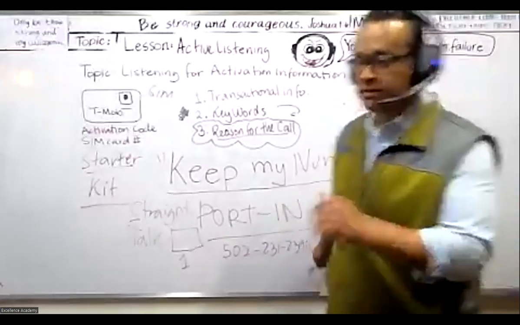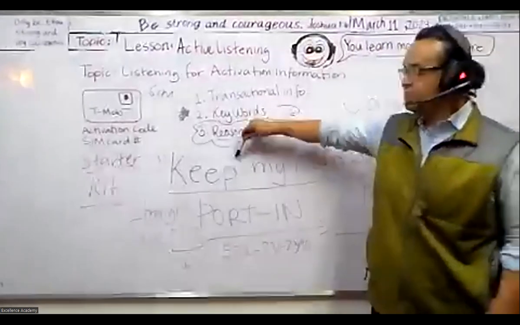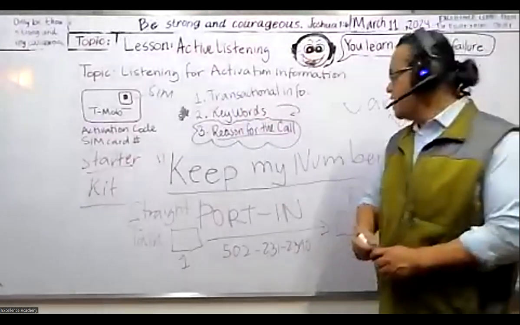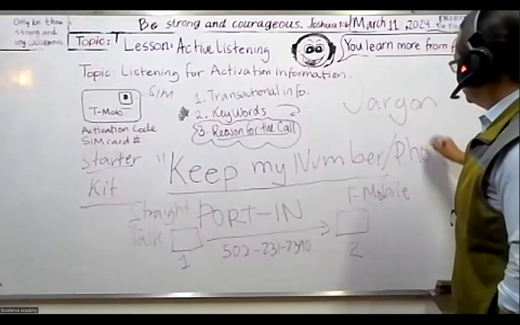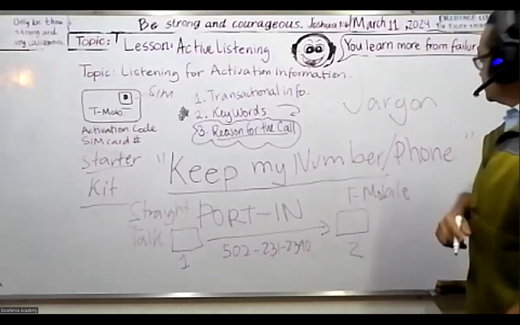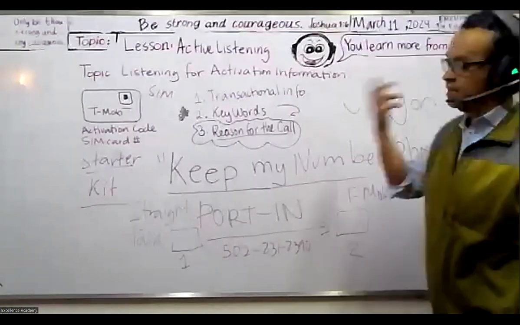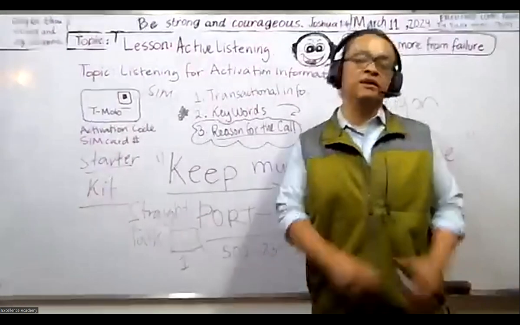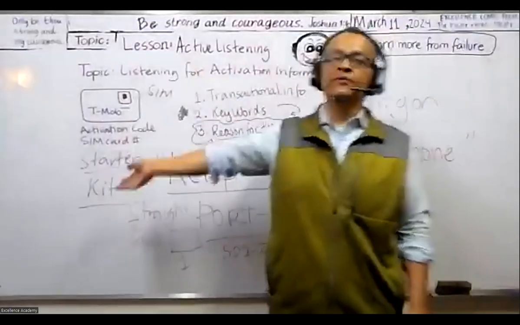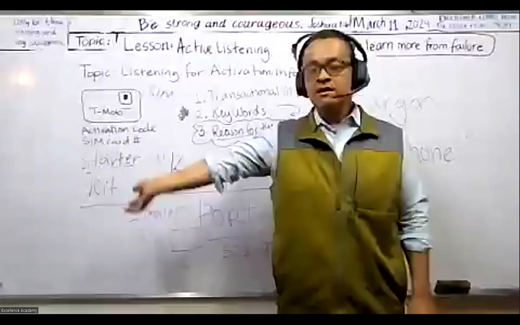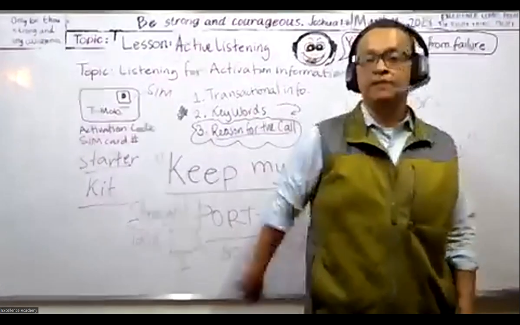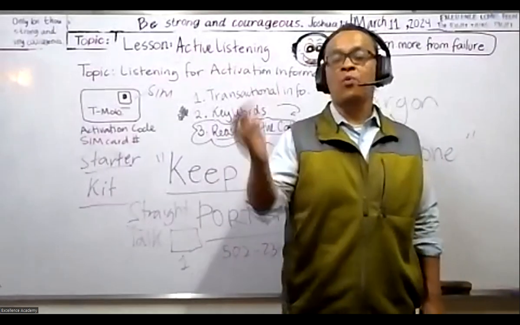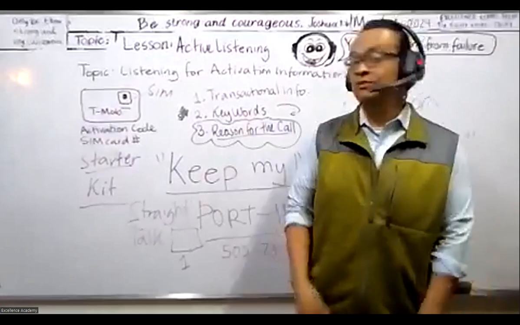Customers will simply say, I want to keep my number and I want to keep my phone. So what does this mean? When a customer says, I want to keep my number and I want to keep my phone. I have an iPhone 10 that I had with Straight Talk and I want to use it now with T-Mobile. But I also want to keep my number. So what does the customer want to do?